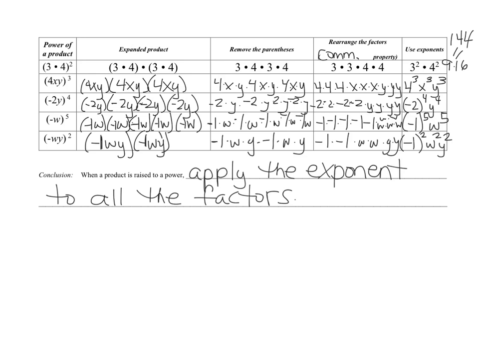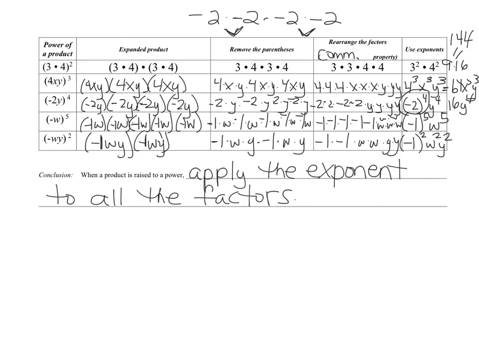We would actually do 4 cubed. So this is actually 64 x cubed y cubed. This we would actually do negative 2 to the 4th. Now remember, a negative to an even power will always result in a positive. Reminder, up here at the top, take a look. If I'm doing negative 2 times negative 2 times negative 2, when it's an even power, my negatives always pair up to give me positives. So this would end up giving me 4 times 4, which is 16. So its final answer would be 16 y to the 4th.